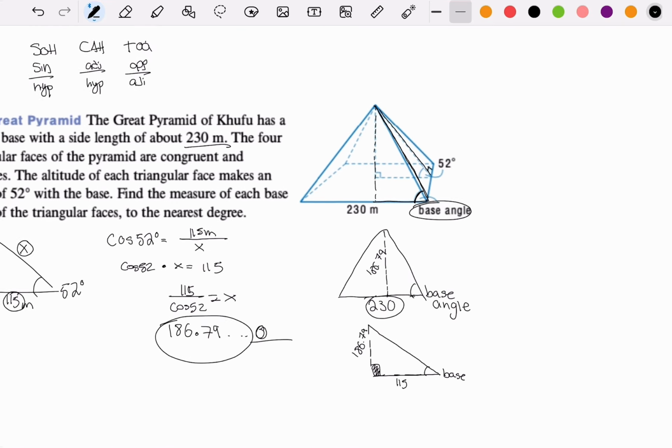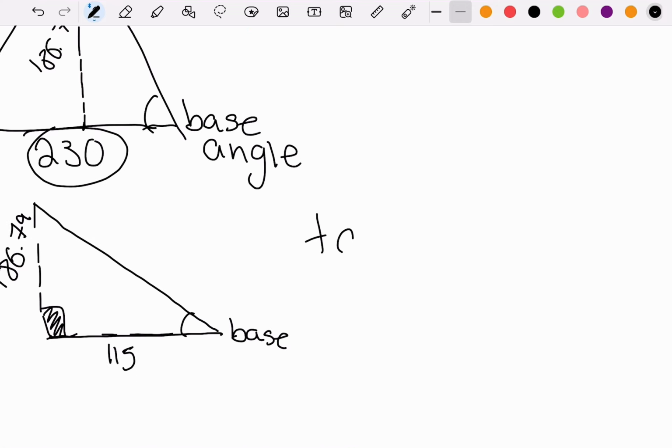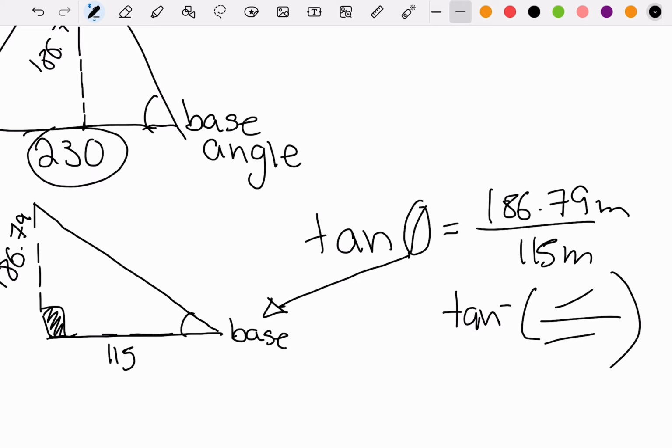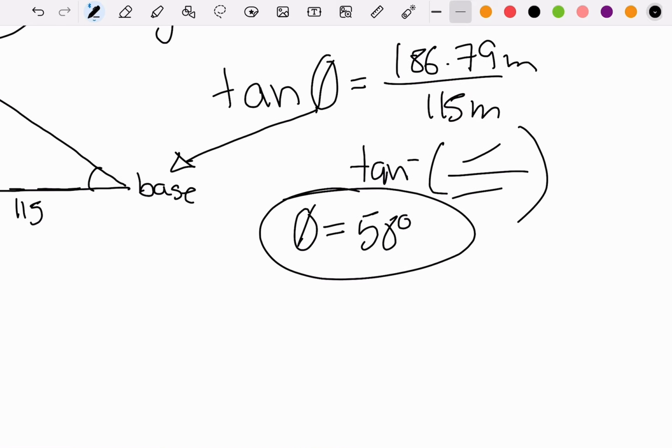So we have opposite and adjacent. So that is going to be tangent. So tangent of theta, where theta is our base angle, is going to be 186.79 meters divided by 115 meters. And we have to do inverse of tangent to get our result. And theta is going to be 58 degrees rounding. And when you check the marking scheme, this is also correct.